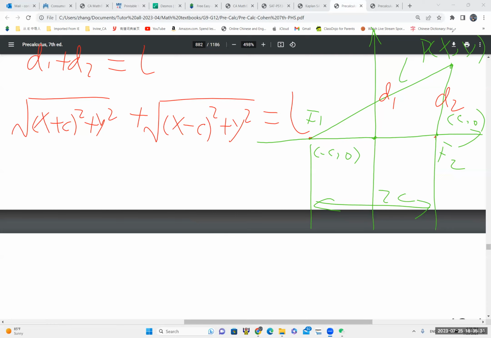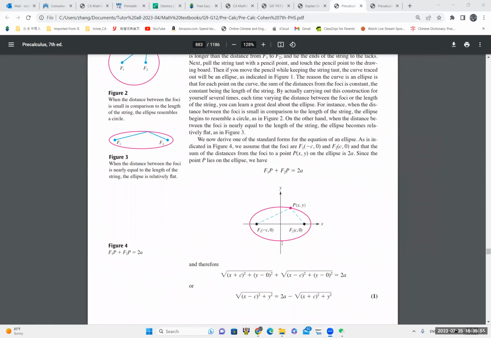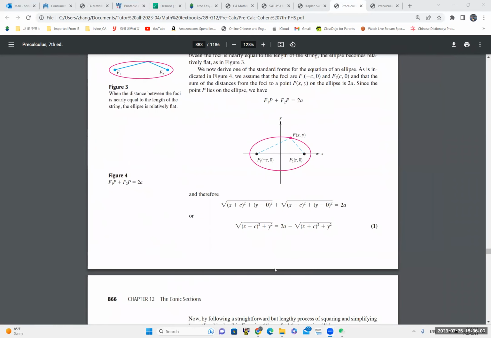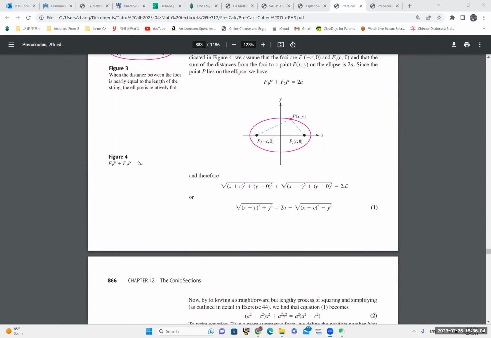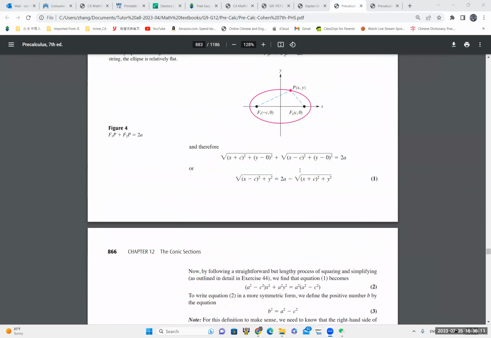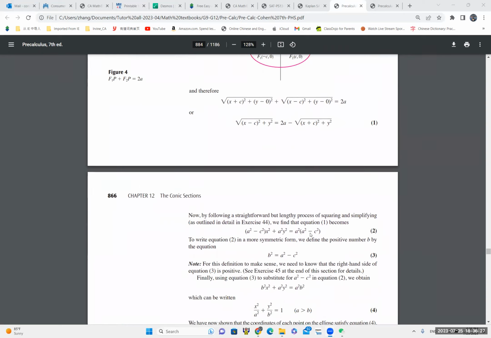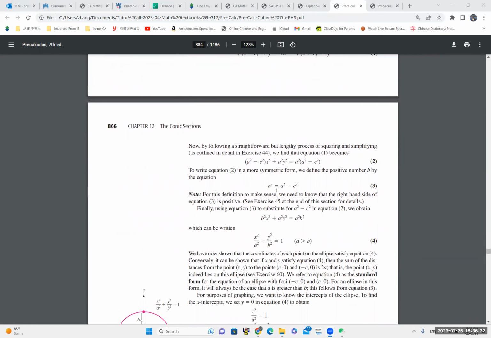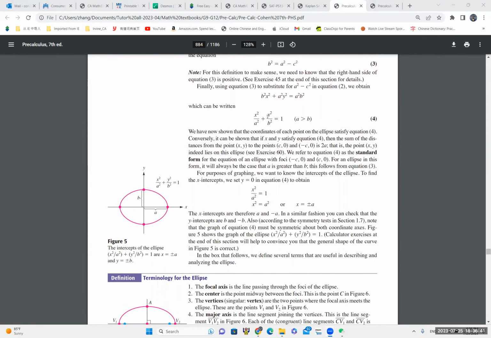Yeah, here it shows the definition: the sum of whose distances from two fixed points is constant. They call the full distance 2a. Then what does c mean? c is the half distance between F1 and F2. Then they have another constant we call b, where b squared equals a squared minus c squared. Then finally we get this.